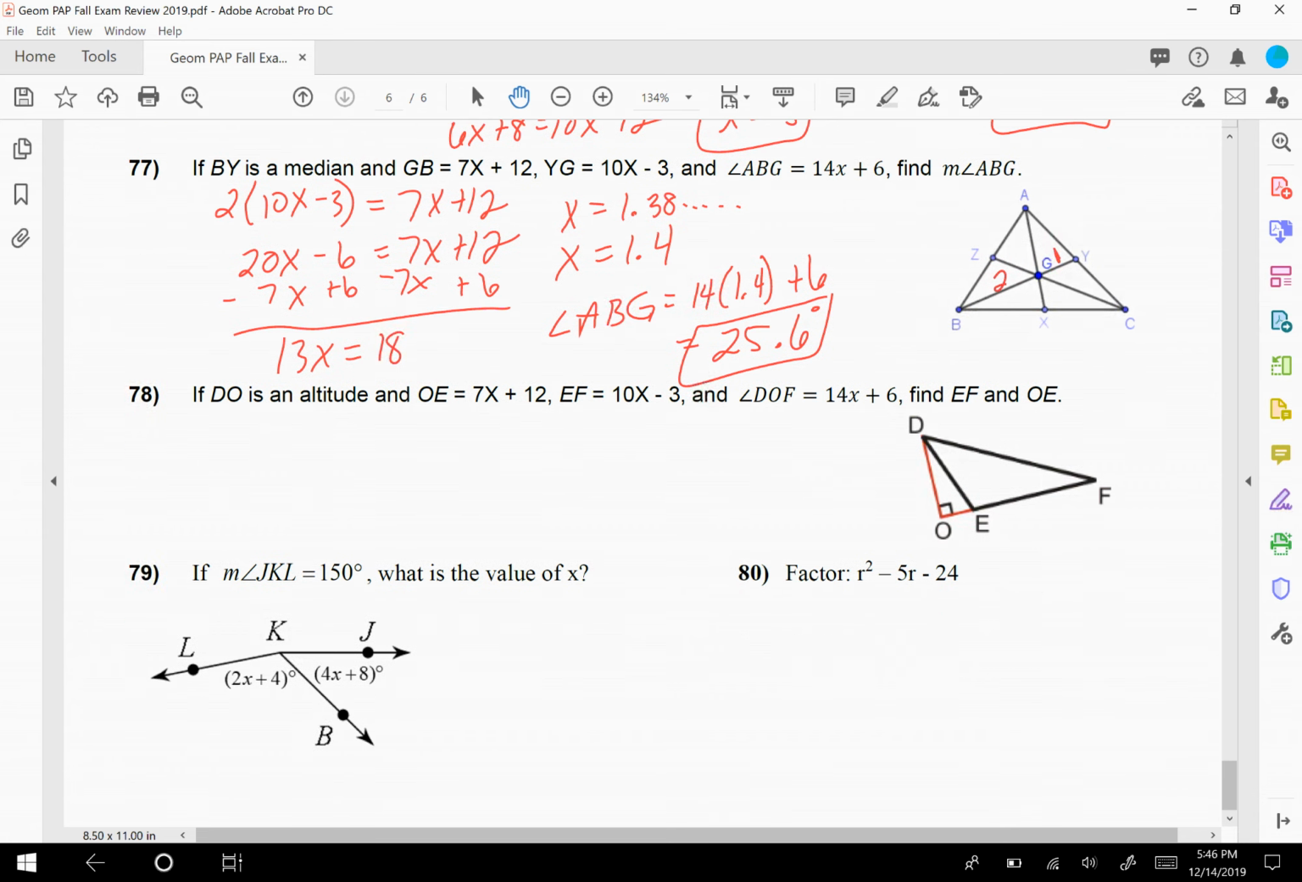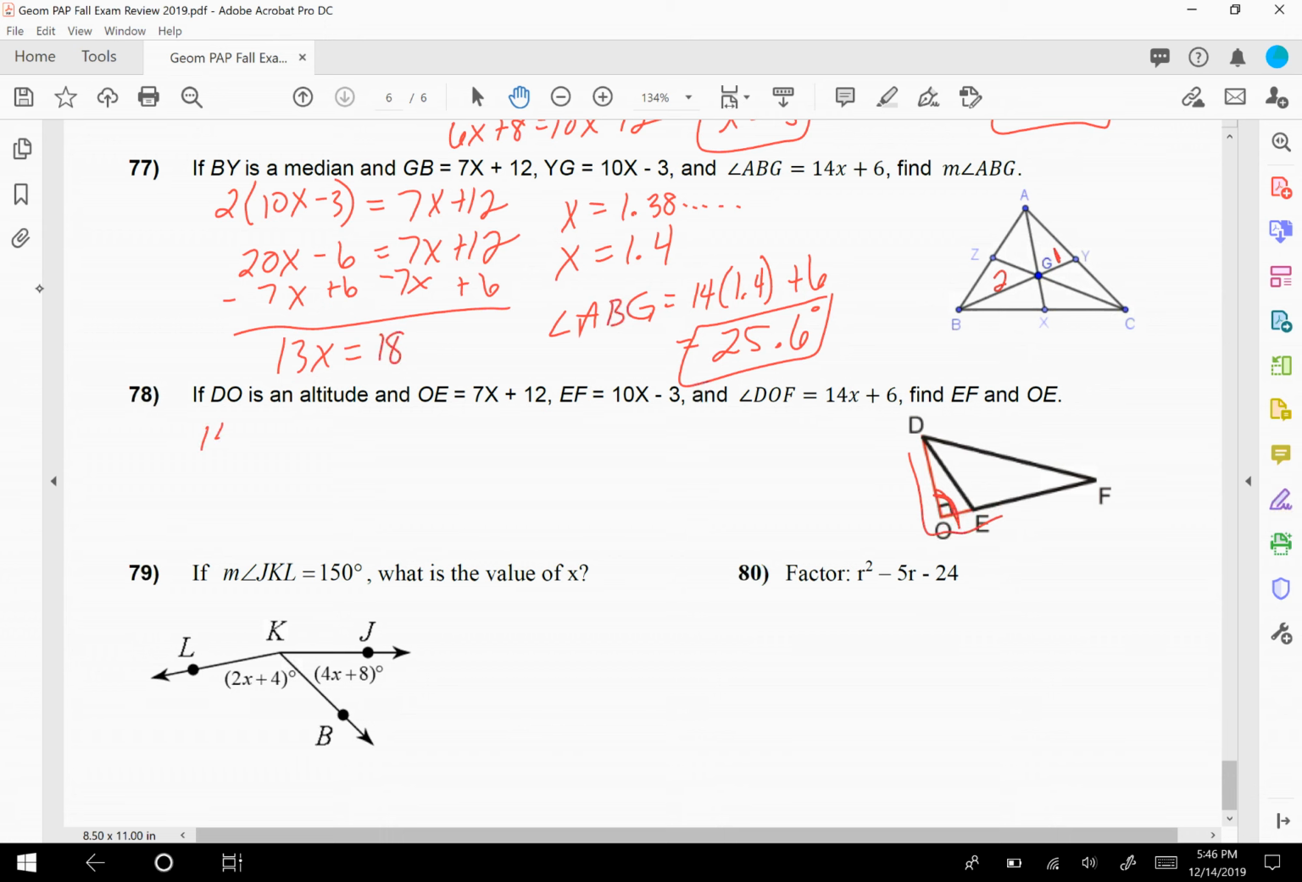Okay, last few. It says DO is an altitude. Okay, so that means it makes a right angle. OE is 7x plus 12. EF is this 10x minus 3. And the measure of angle DOF, so it's this angle, is 14x plus 6. So you have to find EF and OE. Since we know it's an altitude, we know it makes a right angle, and they're telling us to find the measure of that angle, because once we know DOF, we can find x, and once we know x, we just plug it in, and we have the lengths we need.